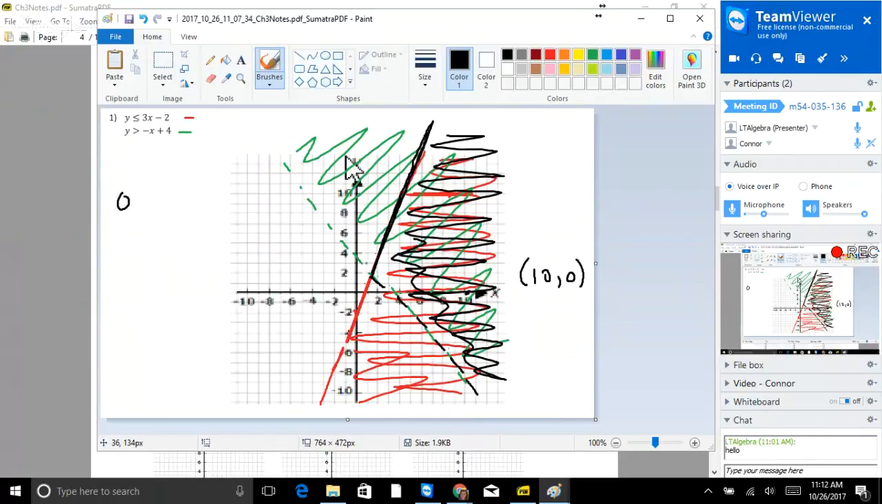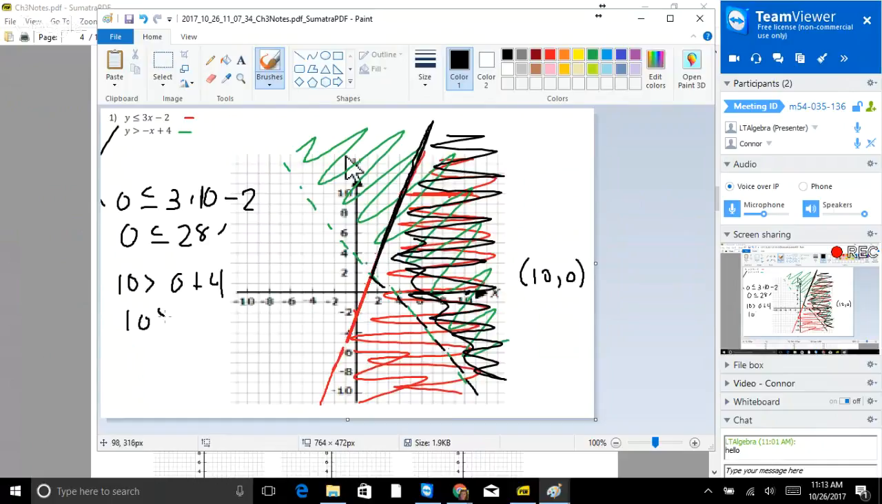So my first equation is 0 is less than or equal to 3 times 10 minus 2. So 0 is definitely less than 28. So that works for that one. All right, and then my other inequality is 10 is greater than 0 plus 4. So that is also true. 10 is greater than 4.